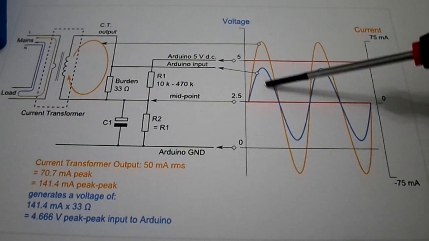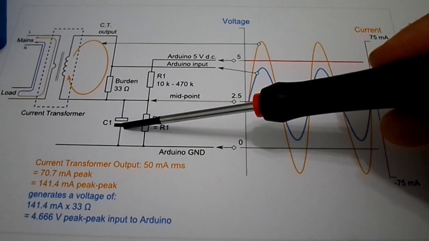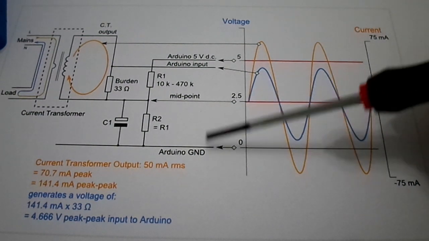The capacitor C1 has a low reactance, a few hundred ohms, and provides a path for the alternating current to bypass the resistor. A value of 10 microfarad is suitable.